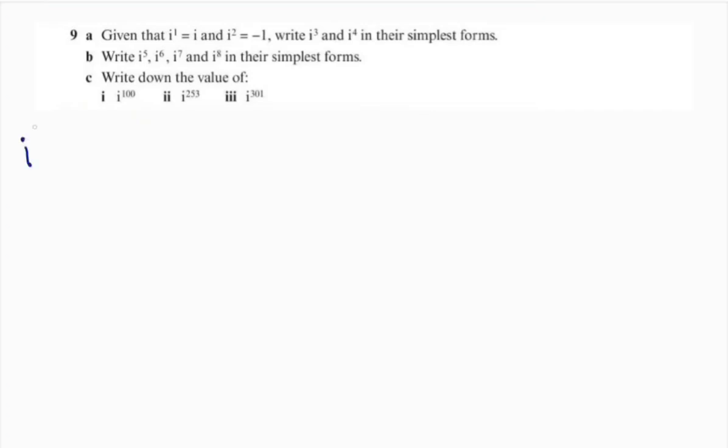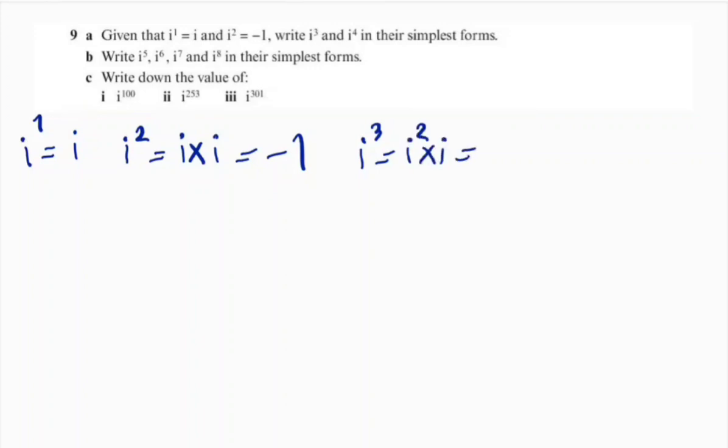So we know that i to the power of 1 is just i, and then i squared is i times i. And i is the square root of -1, and the square root of -1 times itself just gives us -1, like how root 5 times root 5 is equal to 5. Now here is exactly the same. i cubed is i squared times i, and we know that i squared is -1, times i is just minus i.